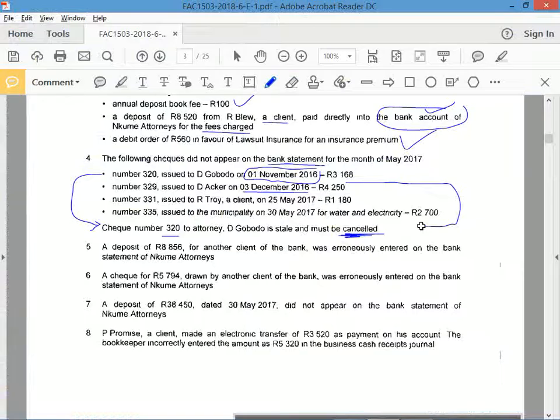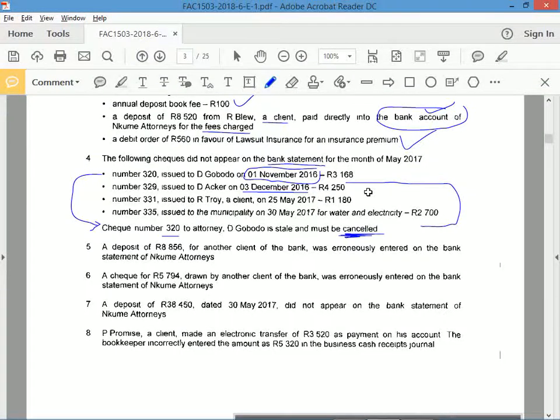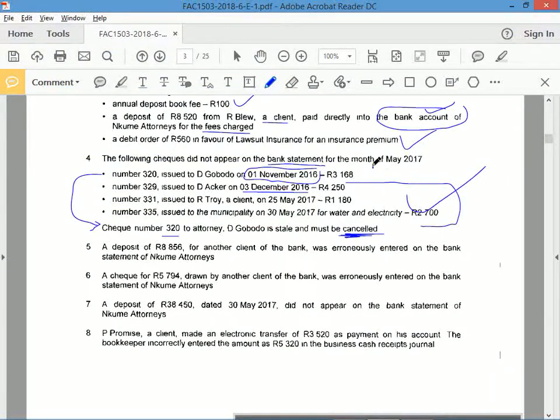Okay, the checks will be debited eventually when they go through. 4250, 1180, and 2700. There we go. Tick all of them. Next, number 5.